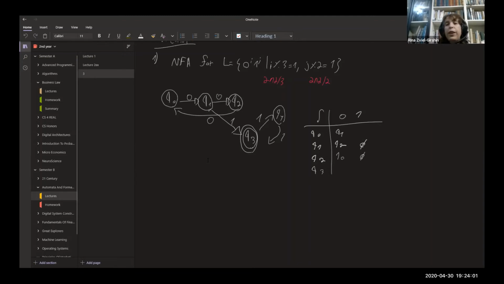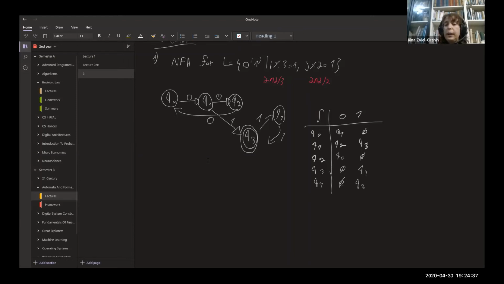Now, if I have an odd number of ones, I will accept the word. So in Q1, if we have 1, we move to the state Q3, which is an accepting state. And we stay here each time we have an odd number of ones. So to continue to have an odd number of ones, we need a loop with 2 ones. So Q3, Q4 gives us the loop of 2 ones.